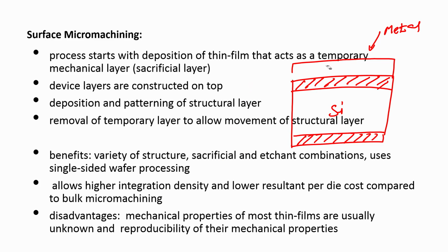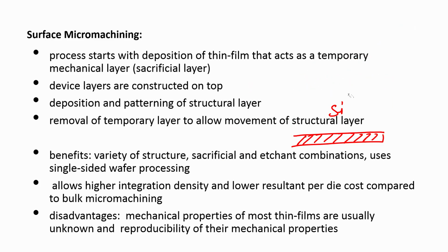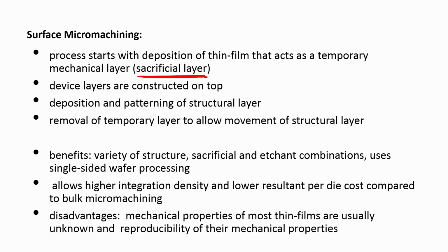All right. So, what we are looking at here is that the process starts with a deposition of a thin film that acts as a temporary mechanical layer called the sacrificial layer. Then the next step is that the device layers are constructed on top. For example, in our case it was metal: depositing and patterning of the structural layer, and removal of the temporary layer to allow movement of the structural layers. We create a cantilever, and it can vibrate.